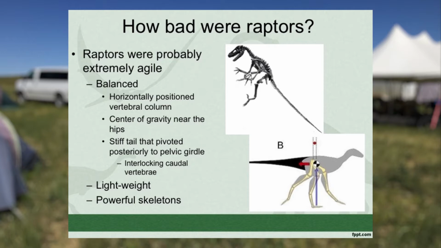They have a horizontal vertebral column, so it goes straight across like this, and then that would be balanced on top of legs. They create a center of gravity near the hips. So what that means is they were balanced. And when you're balanced, you can be agile, you can be quick.